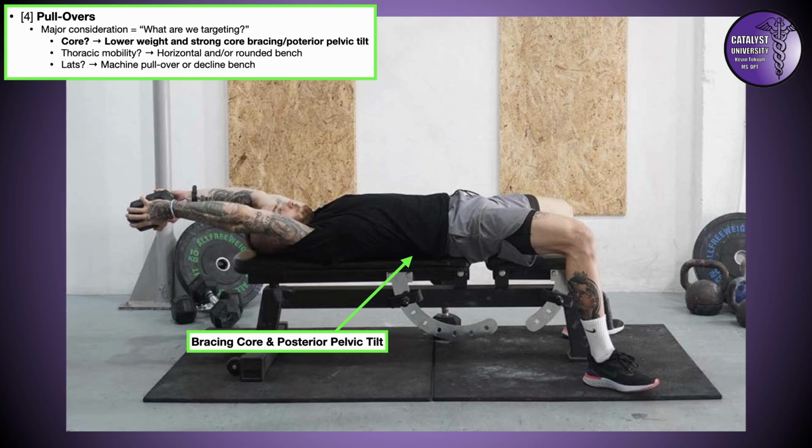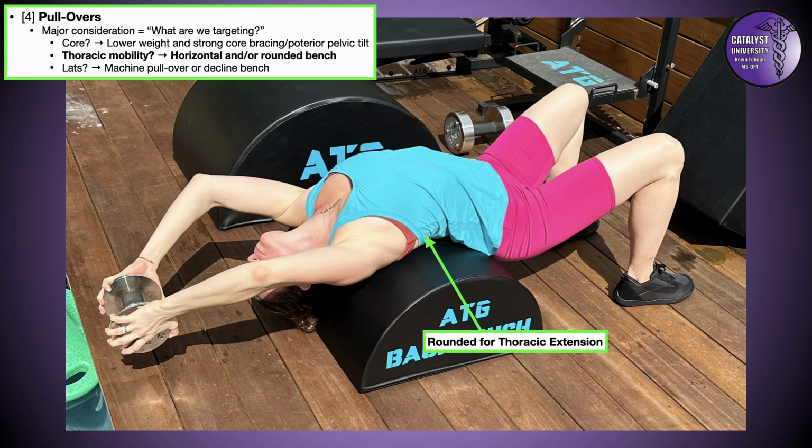Okay? But everyone's got to start somewhere. If I'm doing this more for thoracic extension, you're best off with a rounded bench, as you see right here. Not near as common in gyms anymore. Some occasionally will have one. In general, you might have to just order one for home. But a rounded bench is very good for promoting thoracic extension mobility.